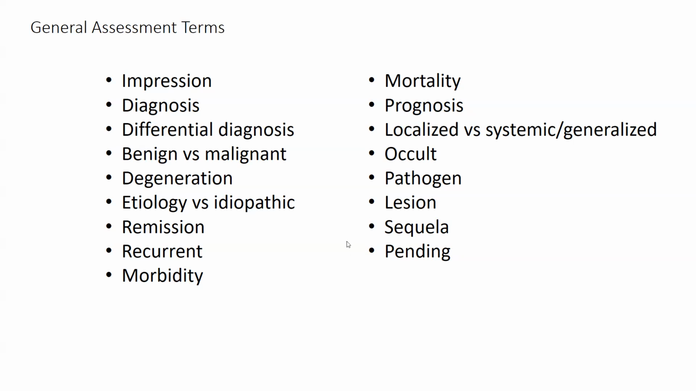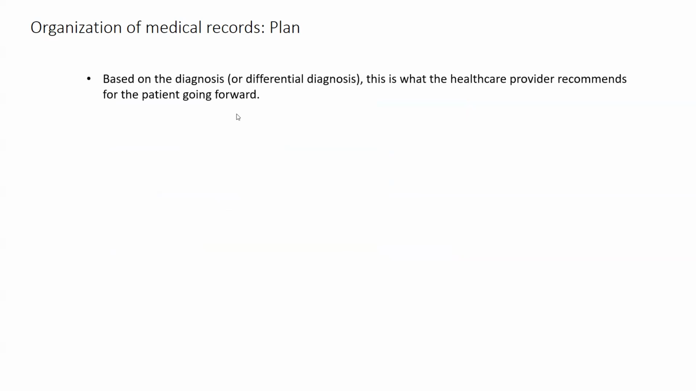Pending, I think, we're waiting for results. We're waiting to find out what's going to happen. The next section is the plan. Where do we go from here? So based on the assessment, the diagnosis or possibly differential diagnosis, what do we recommend going forward?